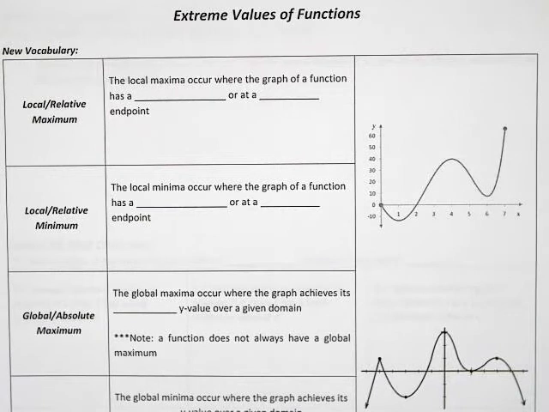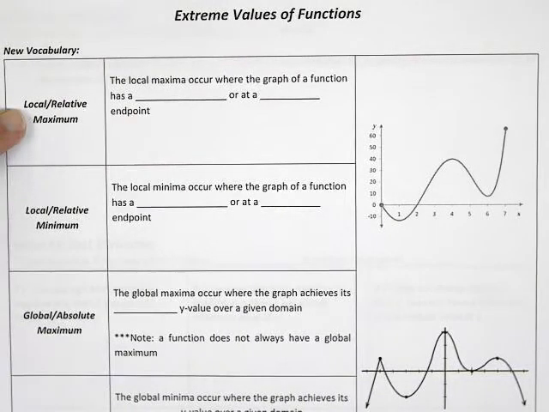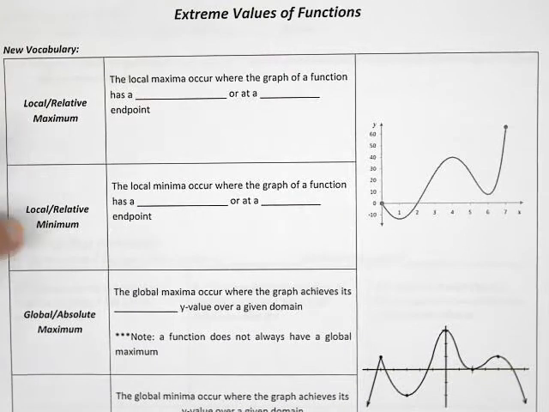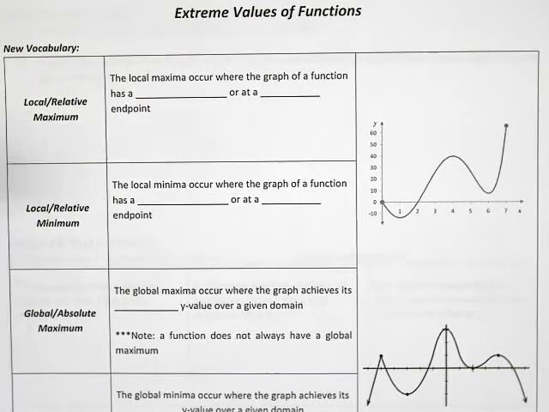Extreme values of functions are just high points and low points, so places where the y values reach high points and low points. We have what are called local or relative extremes. We can have local or relative maximums or minimums. We also have what are called global or absolute extremes. So let's start with local.